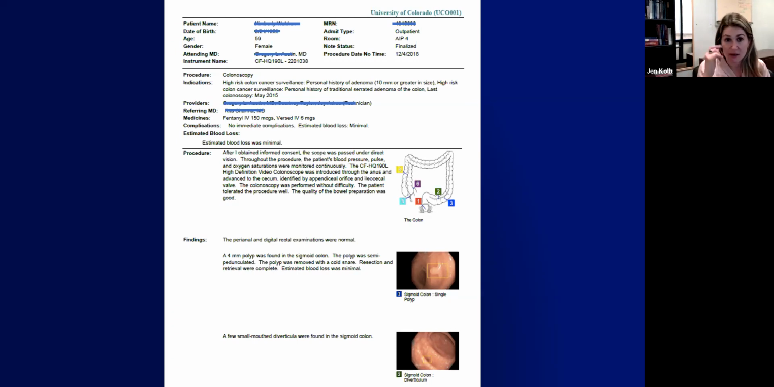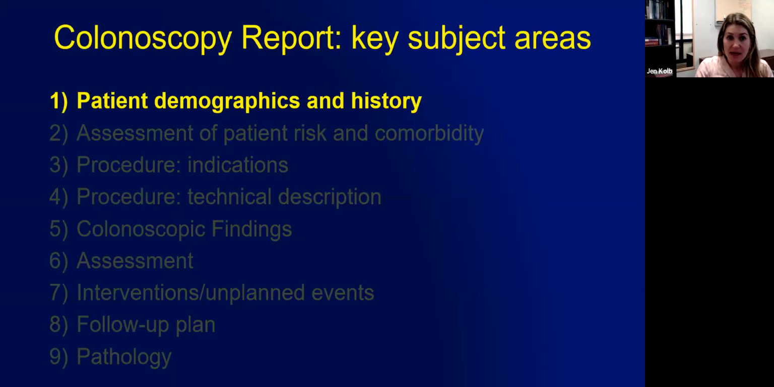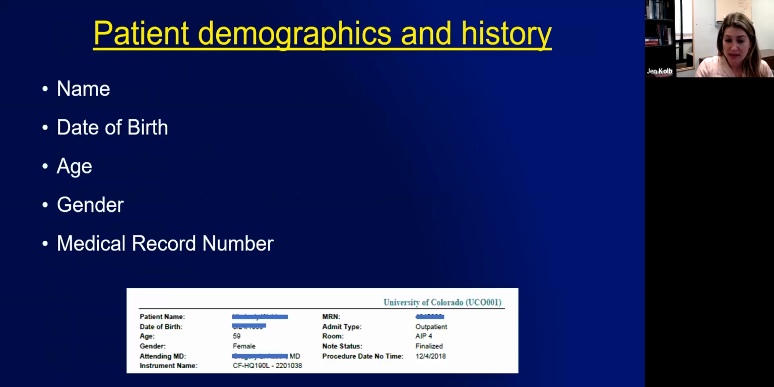And then all the different components. Why was it done? Who did it? What medication was given? So this is just an example. But you always want to include things like patient demographics and history, right? So these are going into more detail with that section: the gender, the medical record number, and these are usually identifying information. So, of course, we're HIPAA compliant. These are things that the patient is identified by.